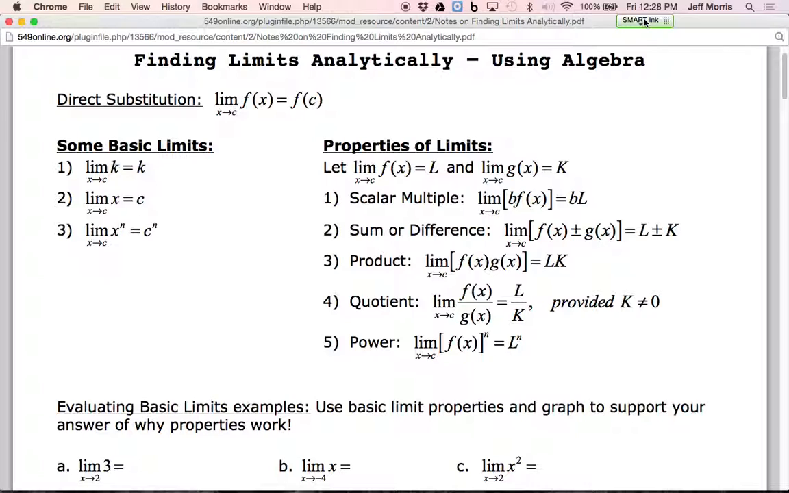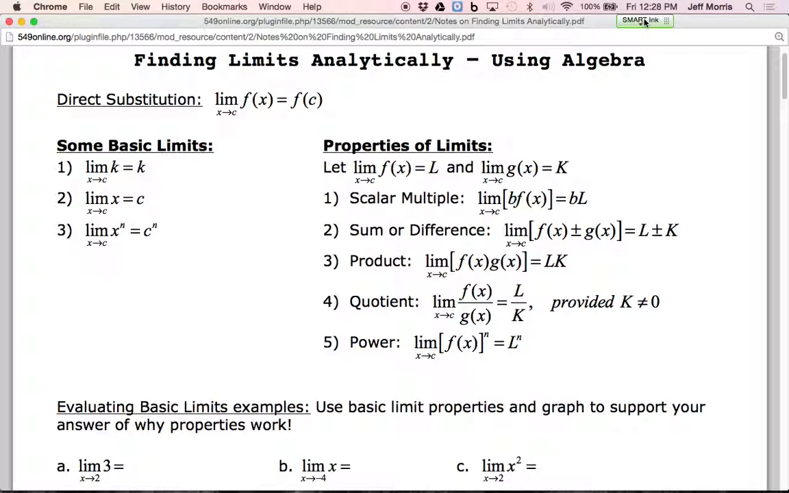The first one, let me tell you what they give. They said let the limit as x approaches c of f of x equal L, and let the limit as x approaches c of g of x equal K. So here's the limit of f of x, and we're saying it equals some number L. I don't know what it is. It could be 5, it could be 10, it could be negative 5. Whatever the answer is, we just say capital L. And then we have another function, g of x, and we're saying that answer is capital K.